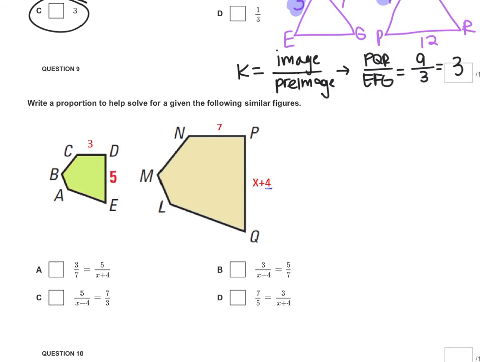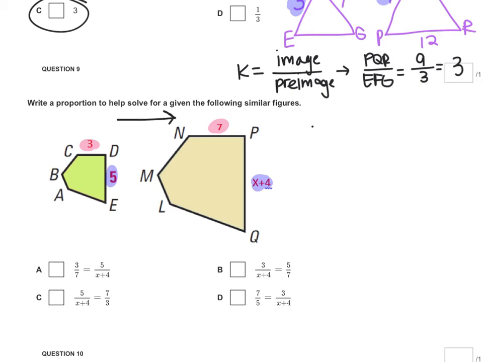So next, write a proportion to solve for x given the following similar figures. So all you're going to do is look at these corresponding sides. There are different ways we could write this, but ultimately you just want to compare similar sides. So 3 and 7 should be on the same ratio, and 5 and x plus 4 should be. So let's just go left to right.